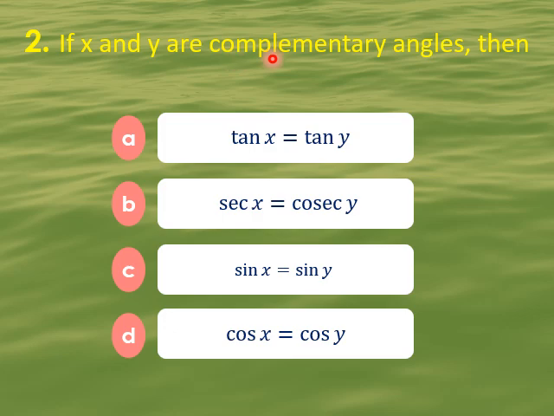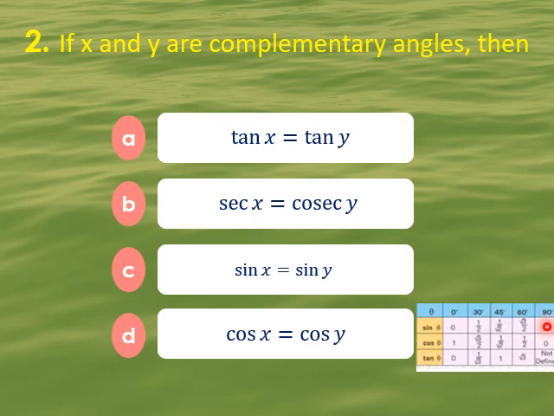If x and y are complementary angles, then which of this is true? So what are complementary angles? Complementary angles means whose sum is 90 degrees. So it means x plus y is 90. So how do we approach this problem? Let us first see the values of sine and cosine for different angles.